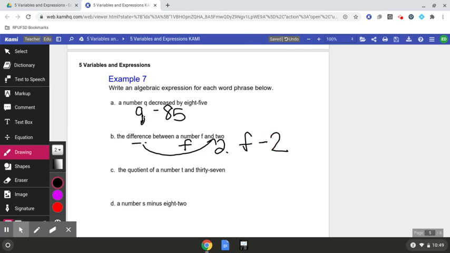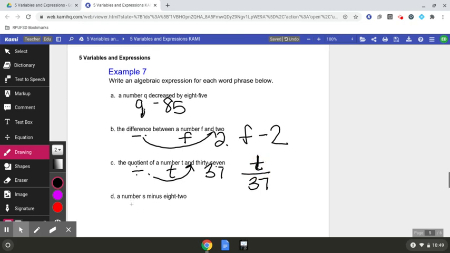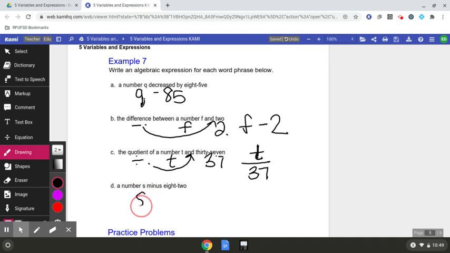C, the quotient of a number T and 37. So here I like to write these as fractions. So this would be T divided by 37. D, a number S minus 82. So S minus 82. And again, throughout this whole lesson, you could pause. If you were in class, I'd have you flipping back and forth in your book so you could check to see what the answers would be.